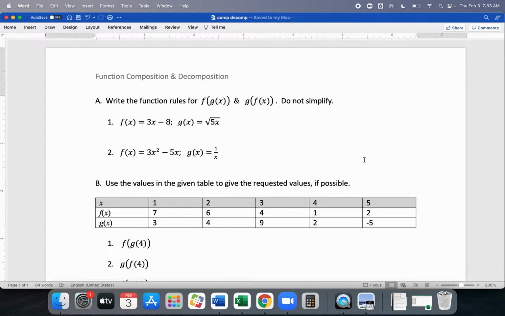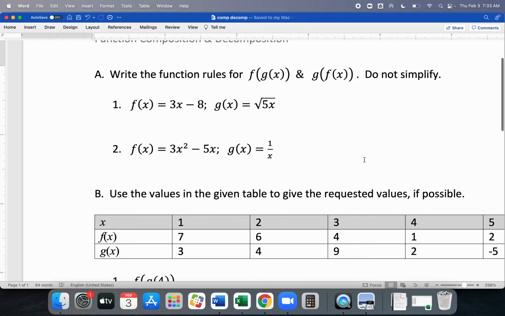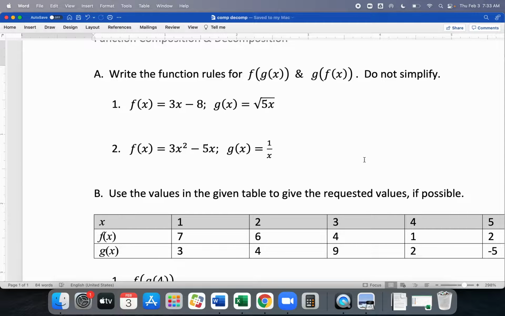I want you to work on your own, work together. Utilize the fact that we're all here in the same place. Take a little bit of time. I'm going to see if I can zoom this in a little bit more. There we go. So we want to write function rules for f of g of x and g of f of x. Don't simplify, just pop the functions together, so make them do in sequence.